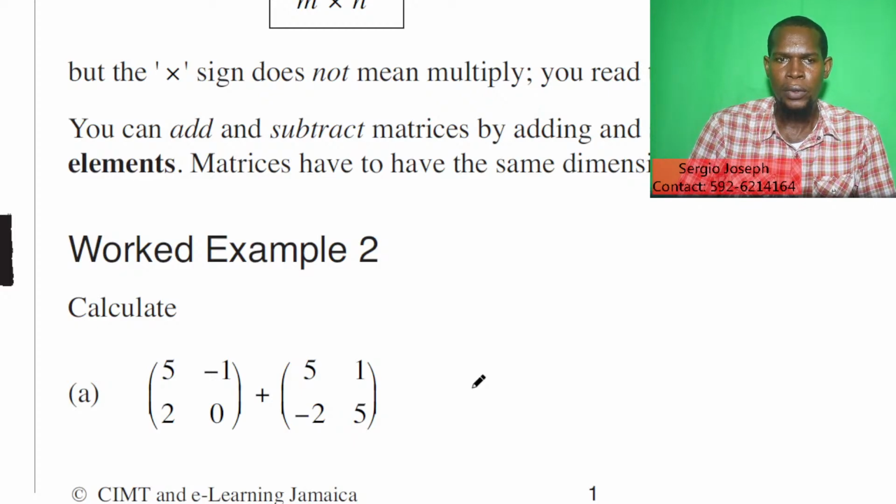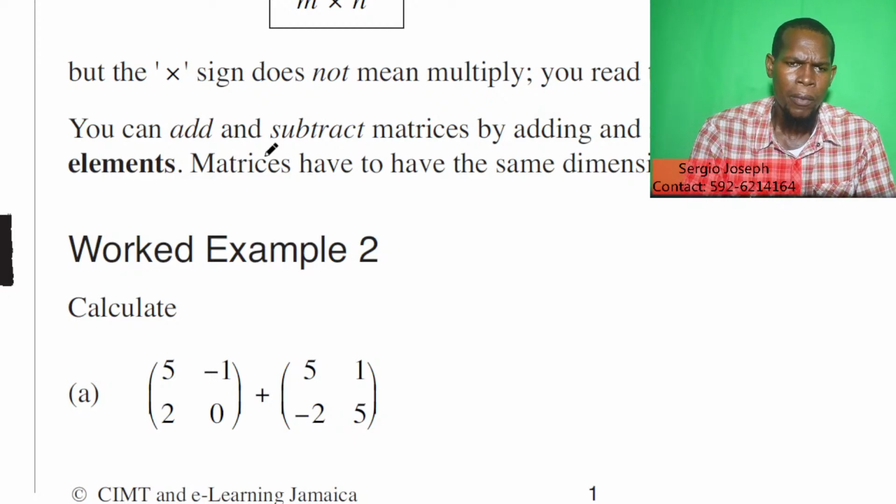One key point to note is that you can only add and subtract matrices by adding and subtracting their corresponding elements. What do I mean by corresponding elements? Notice that this element is in row 1, column 1. And this element here is in row 1, column 1 also. So they are called corresponding elements. They must be in the same position. So you add corresponding elements.